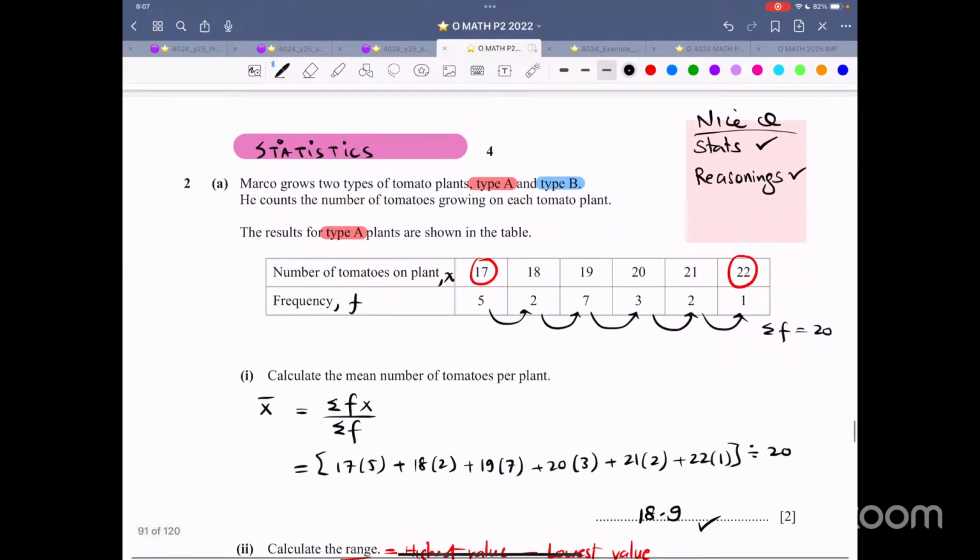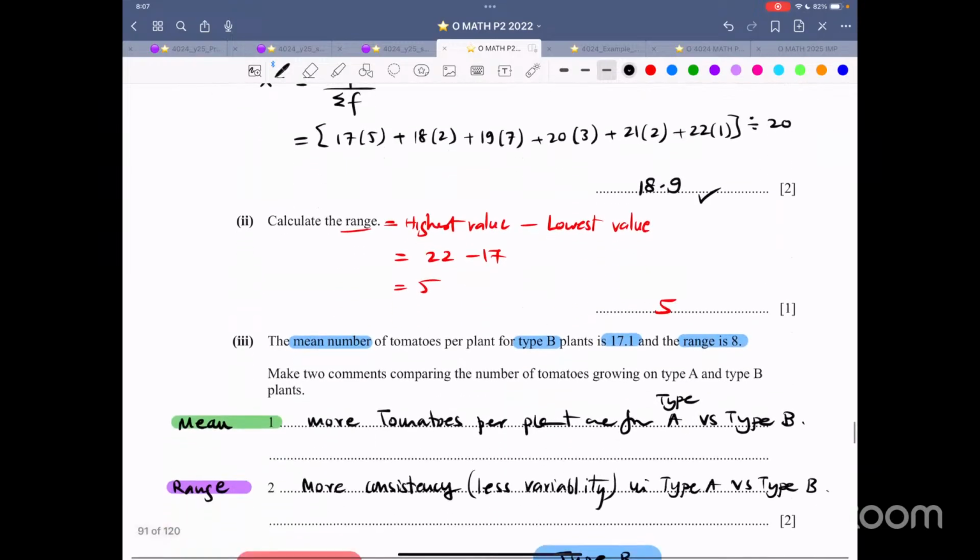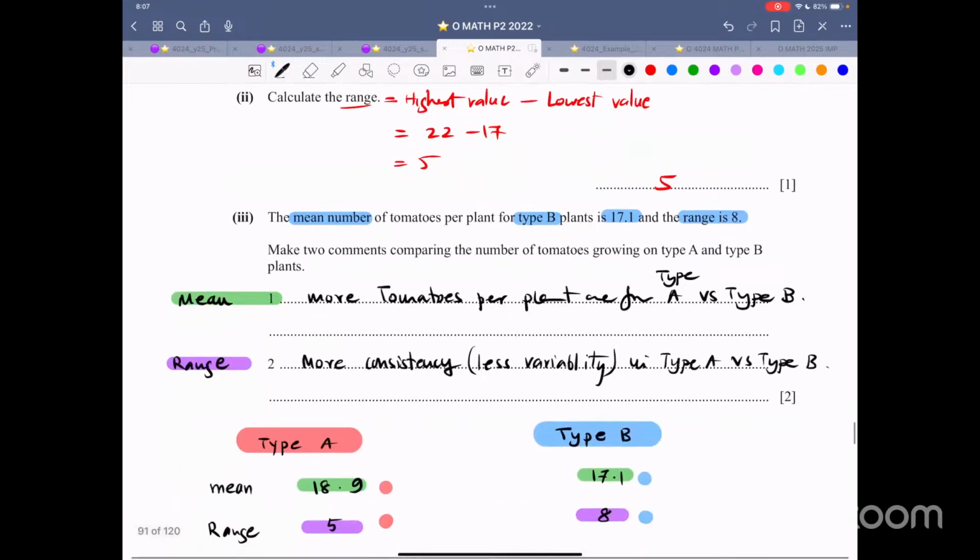It says Marco grows two types of tomato plants, type A and type B. He counts the number of tomatoes growing on each plant. The result for type A is given below. Calculate the mean number, calculate the range, that is the highest minus lowest value. The mean number of tomatoes per plant of type B is 17.1 and range is 8.